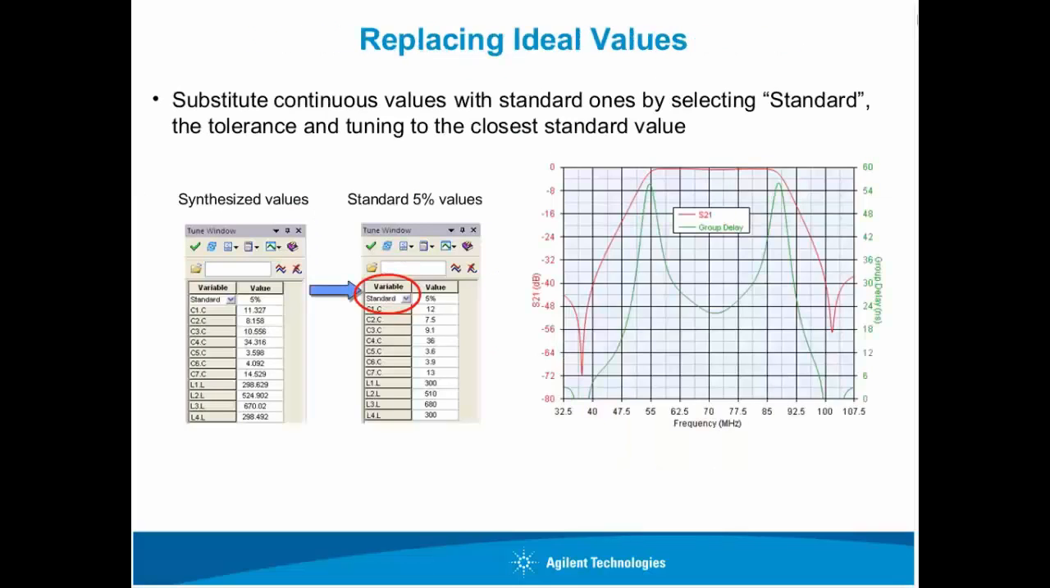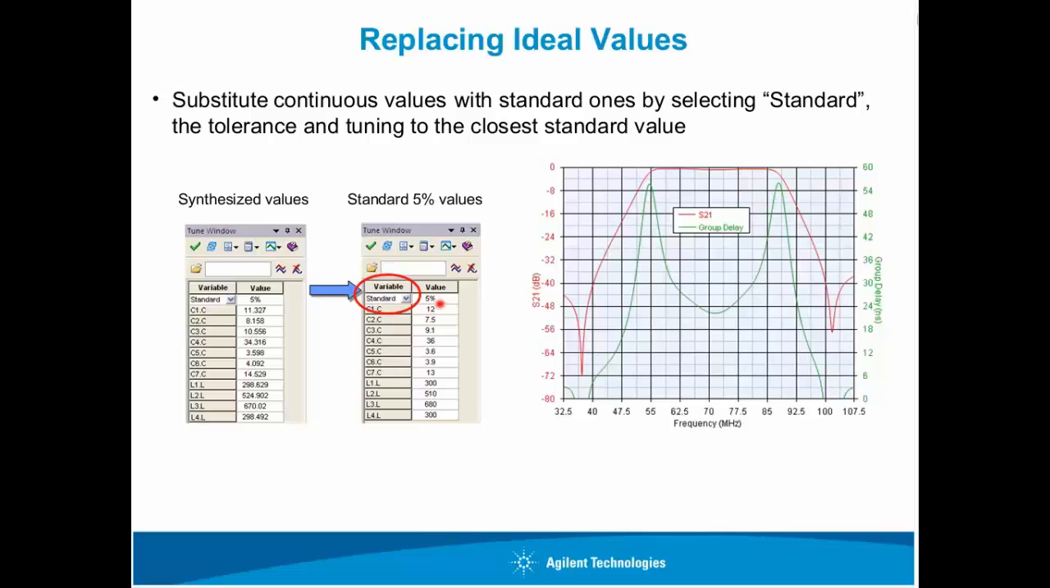A next step that you can do is to replace the ideal models that we've used. Well, not replace the ideal, but the original values that were synthesized were often fractional sizes, which aren't readily available. And so in the tune window within Genesys, you can select a standard value, and then you select the tolerance, which here we have specified 5%, and then you can tune all of your components to the standard value of whatever tolerance you select.